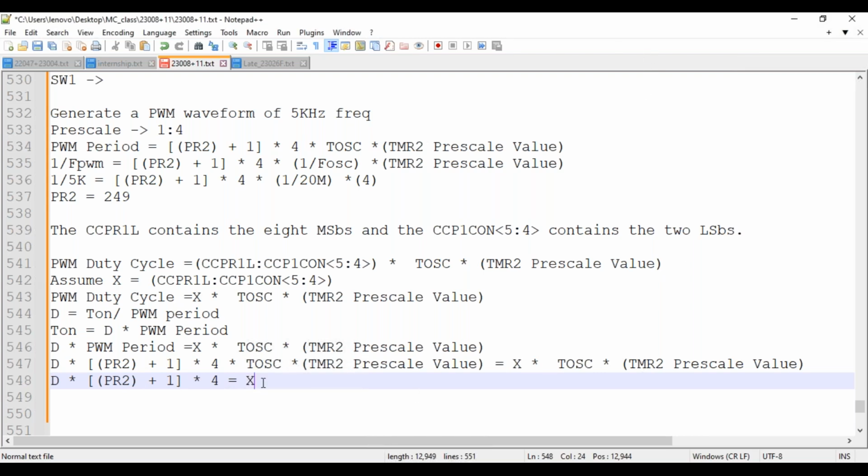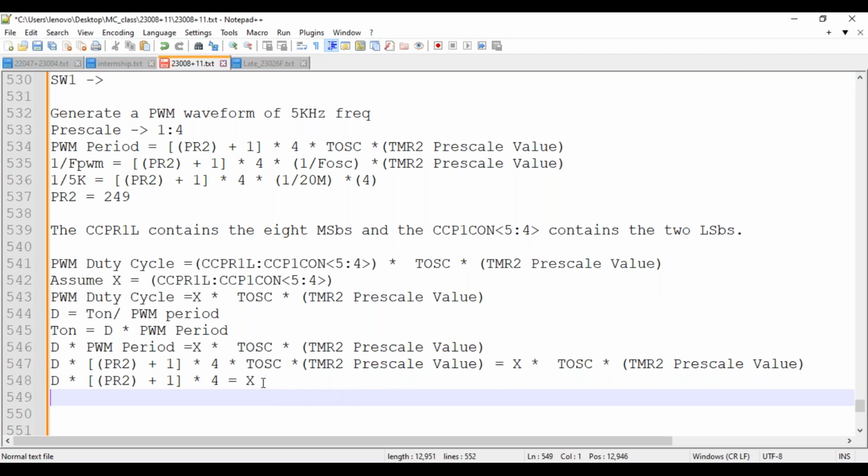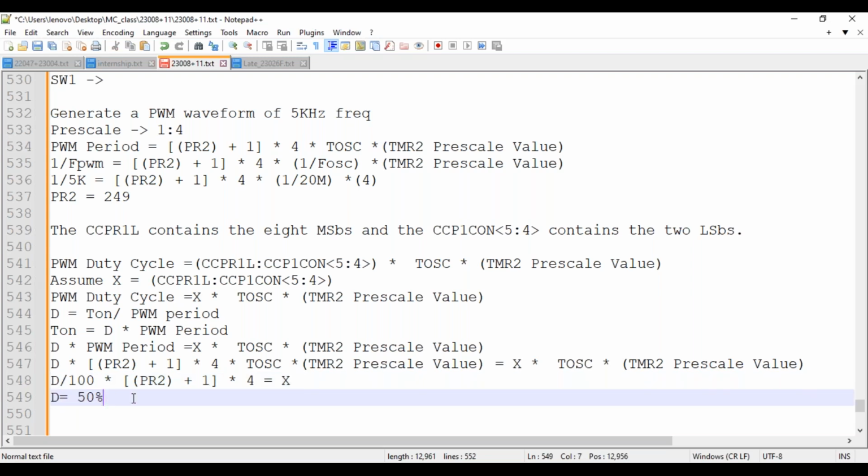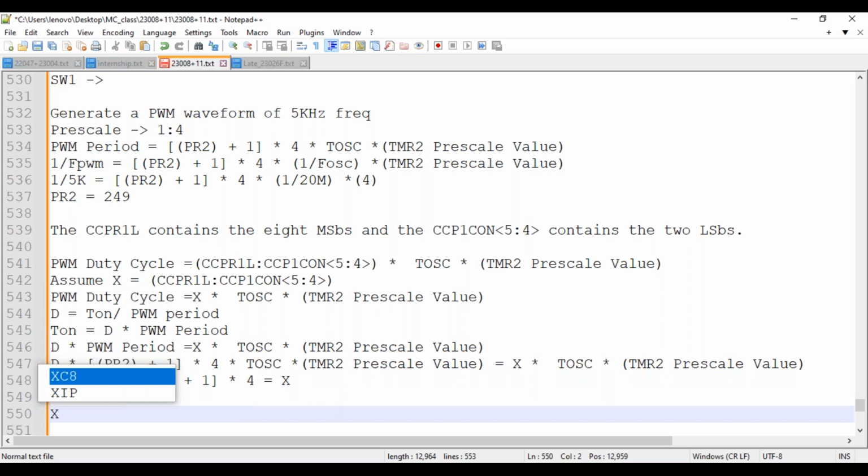Now, please tell me what is the value of X for a duty cycle of 50%. I'm passing a percentage, so to get rid of that percentage, let me write D divided by 100. Now for a duty cycle of 50%, tell me what is the value of X? Is that 50? Are you sure?